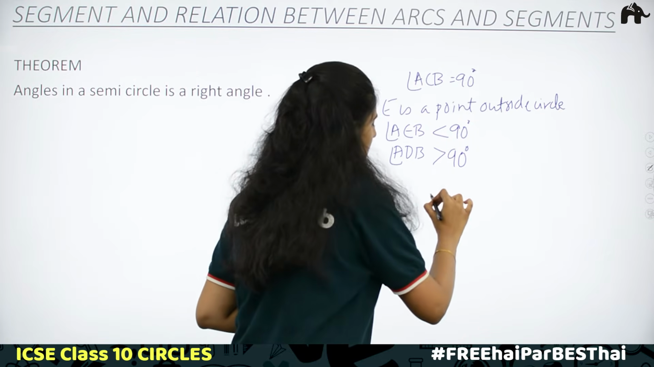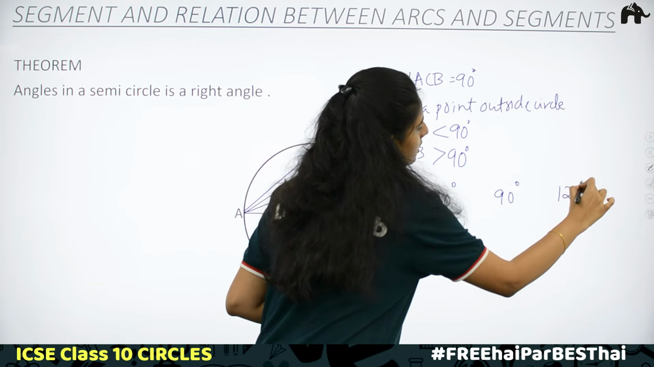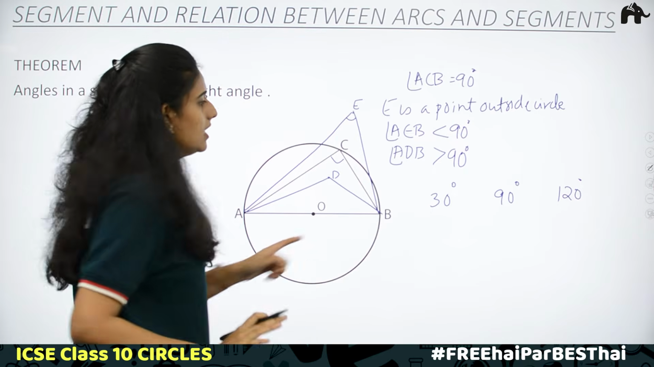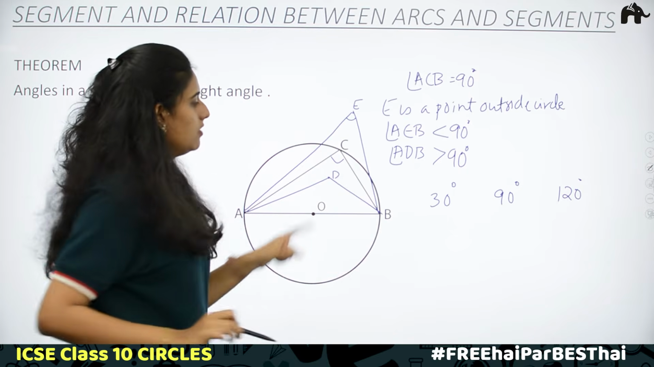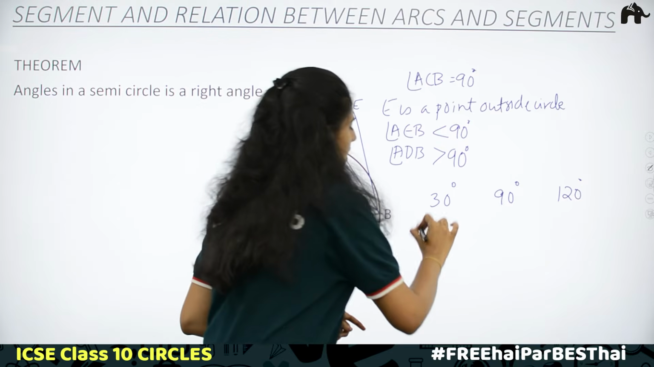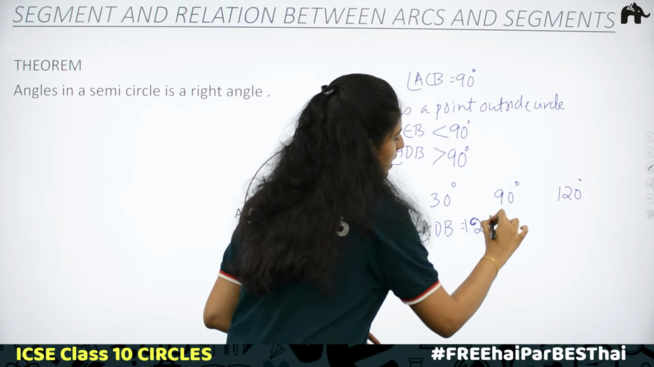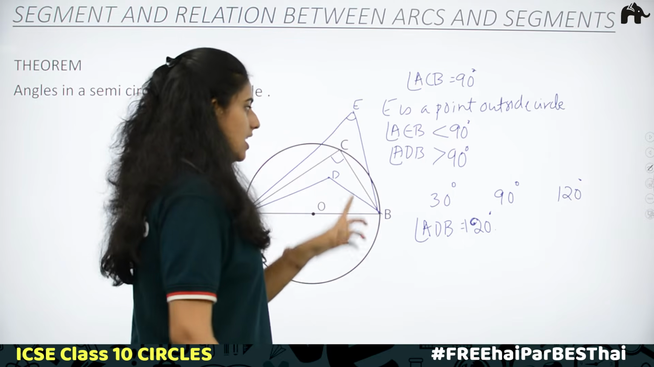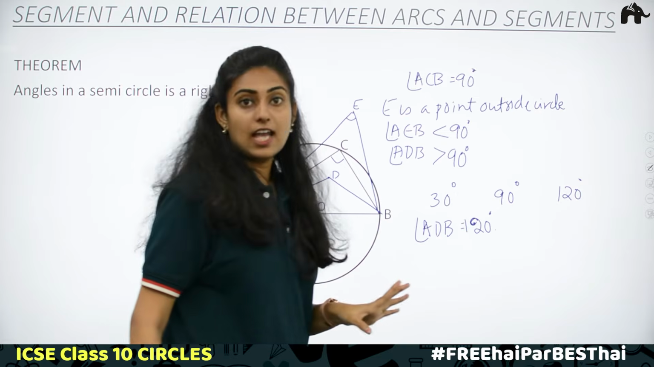Now, I will be giving you two values. We have three angles, 30 degree, 90 degree and 120 degree. Okay, 30 degree, 90 degree and 120 degree. Which angle can be 120 degree? AEB, ACB or ADB. Which angle is 120 degree? Angle ADB will be equal to 120 degrees. What is the reason? ADB is always greater than 90 degree. So, ADB cannot be equal to 30 degree nor ADB can be equal to 90 degrees.